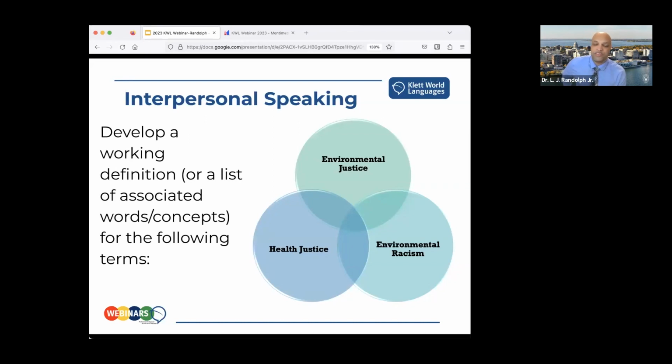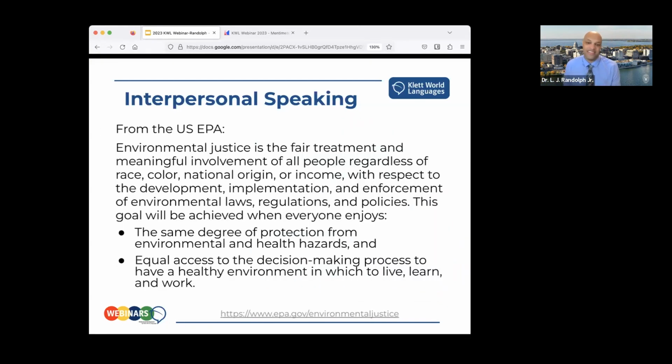Then we do an interpersonal speaking activity where students develop a working definition if they have the proficiency for it. If they don't, just a list of associated words or concepts. When they think of health justice, what words would they associate with that? Environmental justice, environmental racism, right? And then we look at the definition of environmental justice from the US EPA.